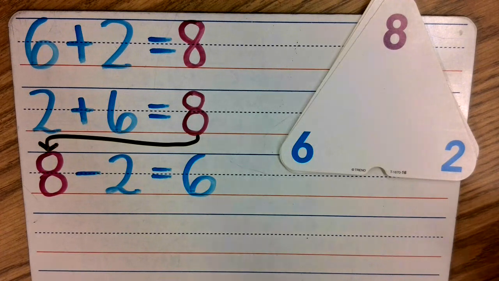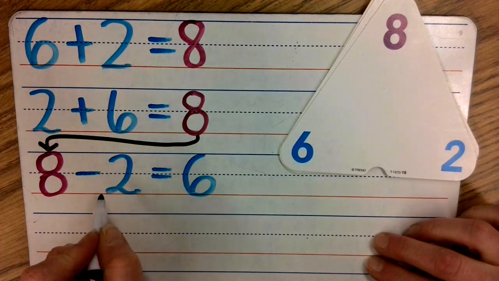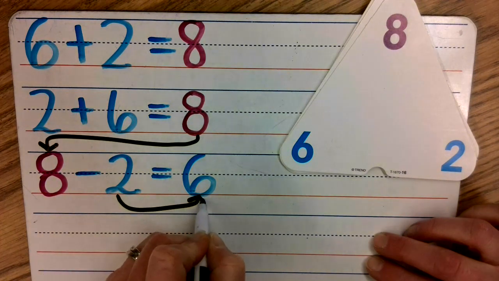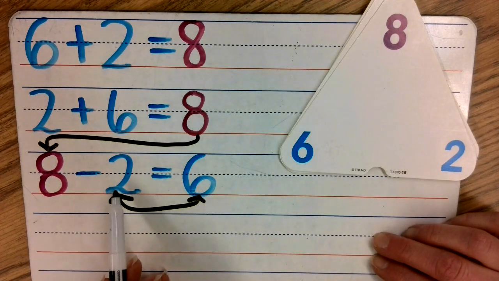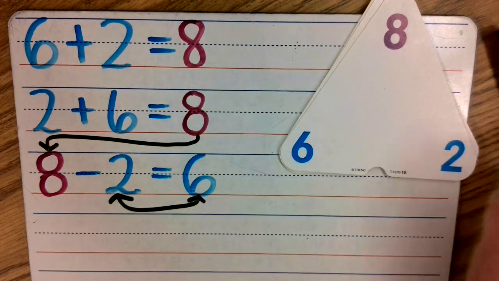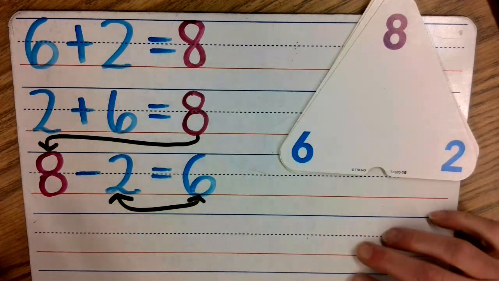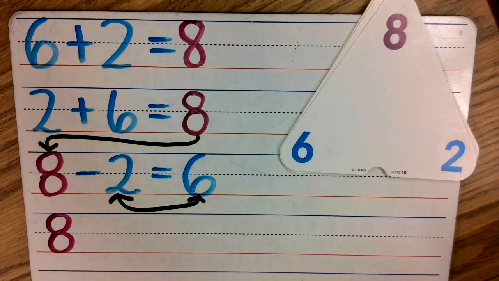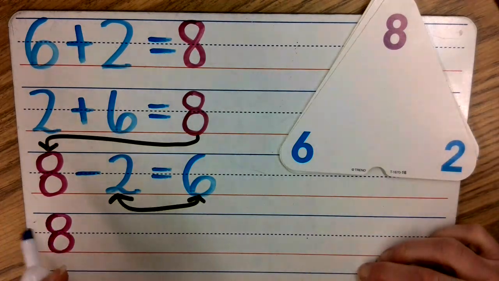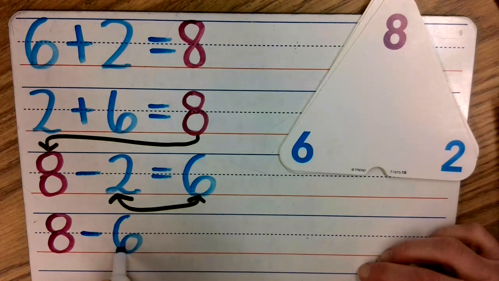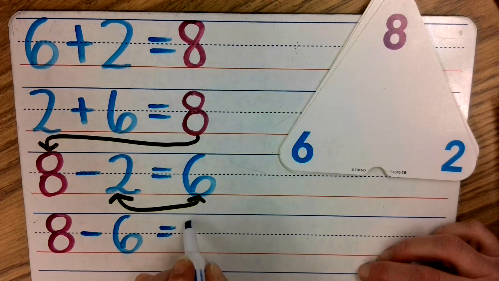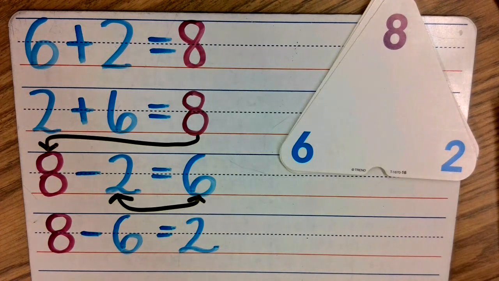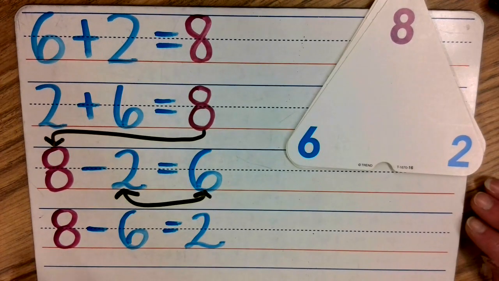And then to write my last fact, these guys are going to trade places. My subtrahend and my difference. They switcheroo across the equal sign. I have to always start with that 8. And I'm going to write 8 subtract 6 equals 2. How did you do? All right. Go ahead and check yourself.